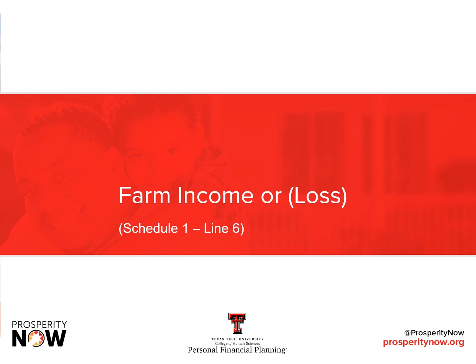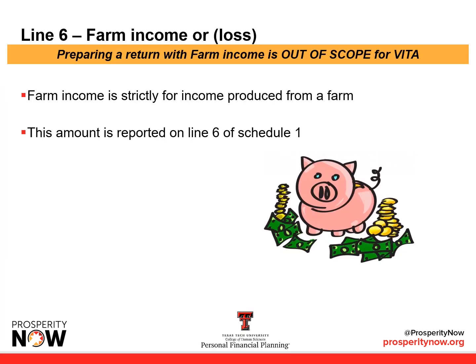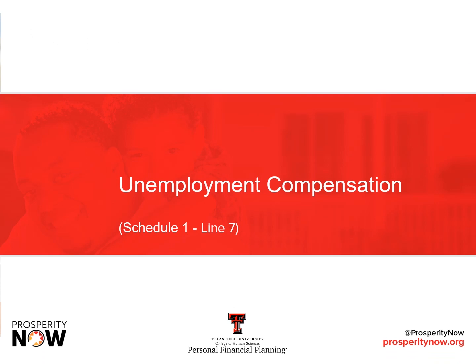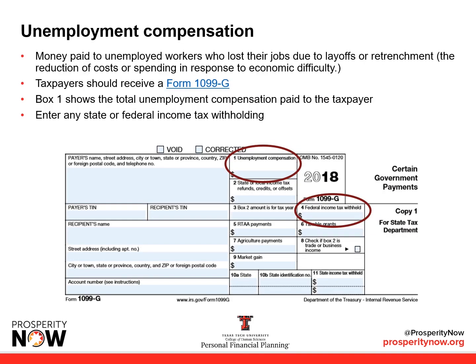Next, we'll talk about farm income or loss, line 6 of the Schedule 1. As was the case with the previous two lines, farm income is out of scope for VITA. Next, we'll talk about unemployment compensation, which is line 7 of the Schedule 1. Unemployment compensation is the money paid to unemployed workers who lost their jobs due to layoffs or retrenchment, which is the reduction of costs or spending in response to economic difficulty. These taxpayers would receive a Form 1099-G. Box 1 shows the total unemployment compensation paid to the taxpayer.